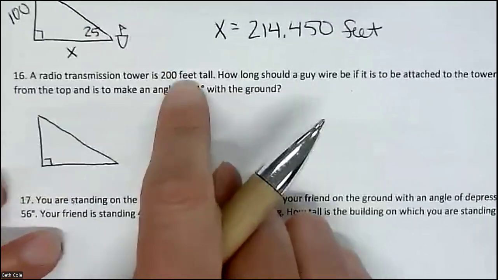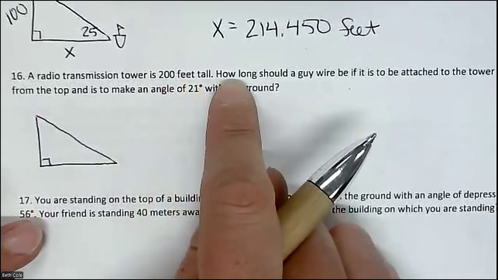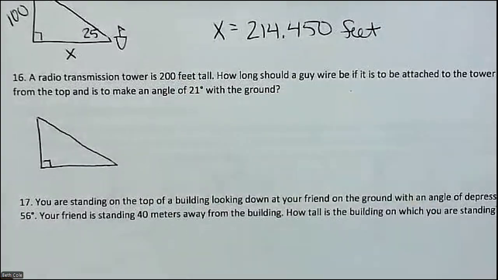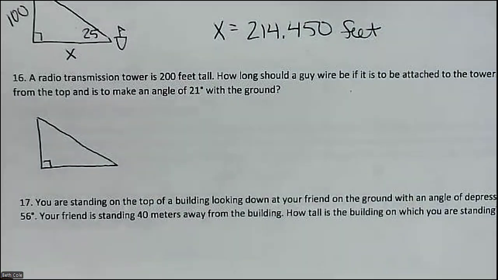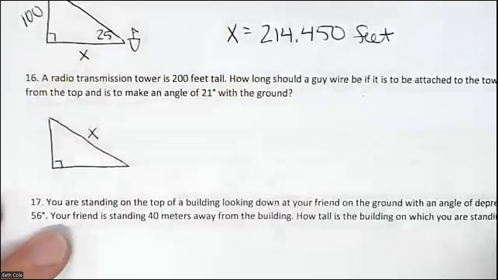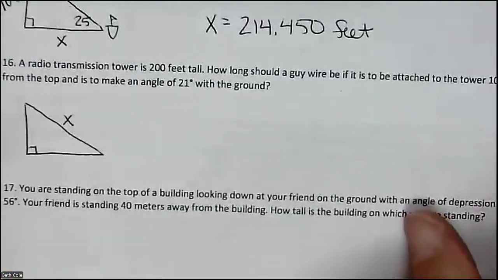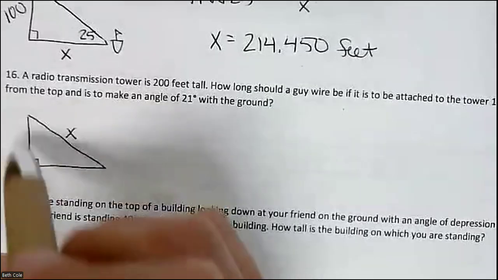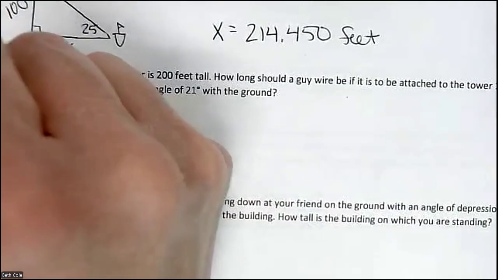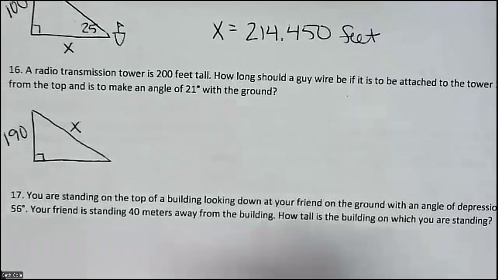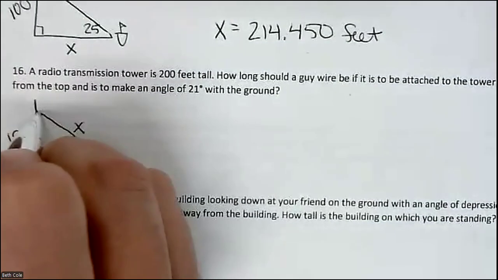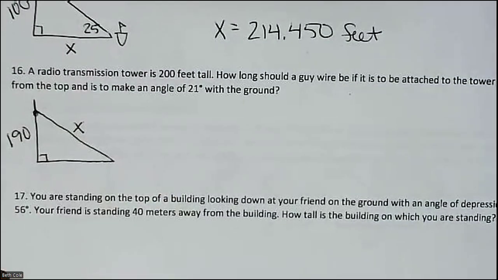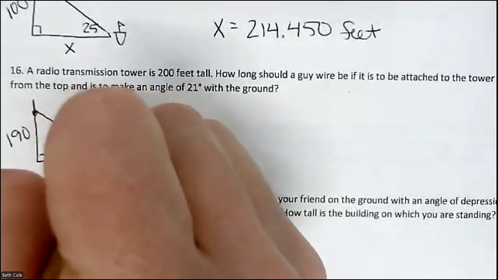A radio transmission tower is 200 feet long, or 200 feet tall, same thing, whatever. How long should a guy wire be? Do you ever see those poles and then there's a wire attaching it to the ground? Or does your mom ever grow string beans and you have that wire that goes to the ground? Anyway, that's going to be the hypotenuse. How long should the guy wire be? If it's attached to the tower 10 feet from the top, so look, the thing is 200 feet tall, but you're attaching it 10 feet from the top. So it's actually 190. Do you see what I did there? So 190. And then your angle is 21.